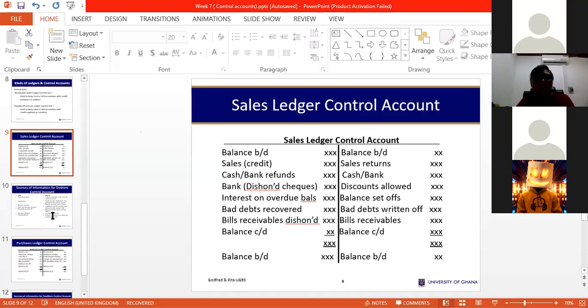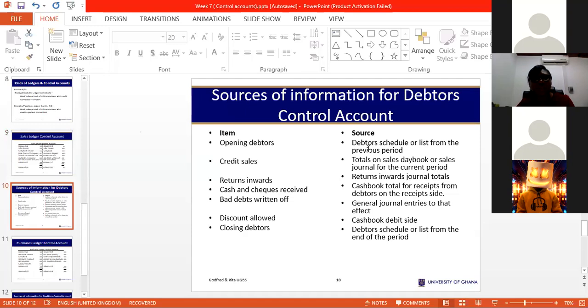Now, where do we pick information from? This is a very simple topic. If you want the opening debtors, if you have a debtor schedule, you'd have to pick it from there. If you don't have, then you can pick it from the list of the previous balances. Remember, we had balance brought down, balance carried down. So if on 31st August 2021 there is a balance carried down, we know that on 1st September it becomes balance brought down, and so that becomes the opening. So to get the opening debtors, you can add the balances brought forward from the previous period for each debtor, to give you your opening debtor balance.